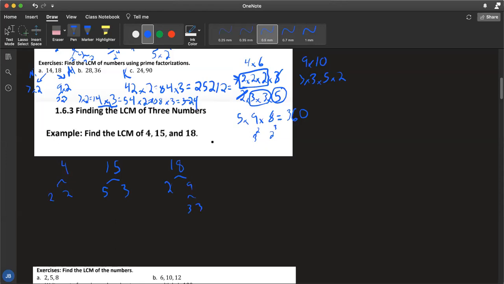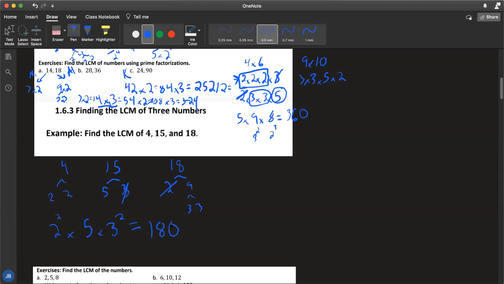Perfect. And so 18 has the most 3s, so we won't use any of the other 3s. 4 has the most 2s, so we won't use any other 2s. And there is only one 5, so we're going to have to use that 5. And so my final answer was 180. So you got 9 times 4 times 5, 180. Perfect. That looks good to me.